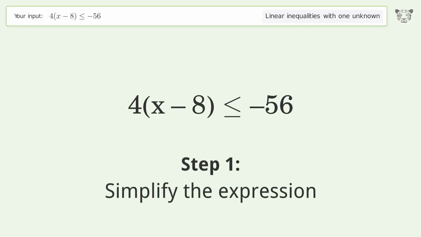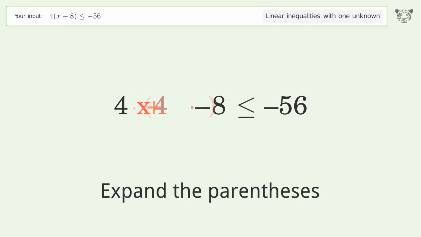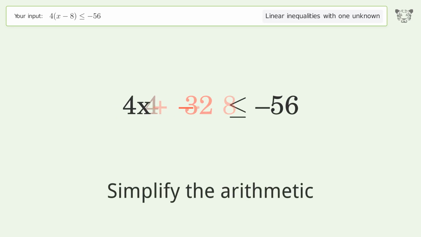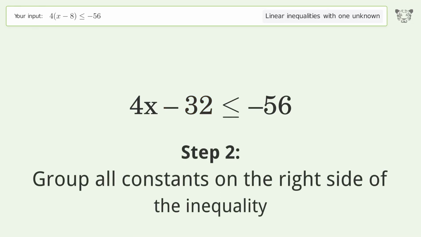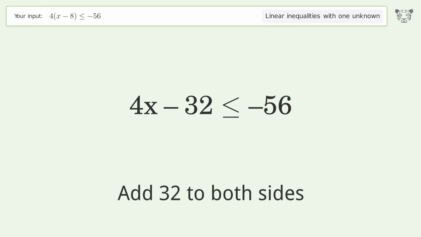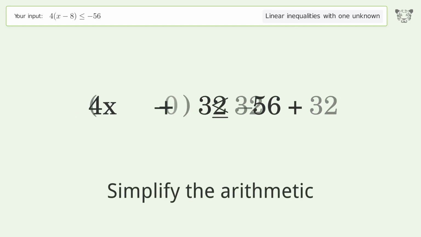Simplify the expression. Expand the parentheses. Simplify the arithmetic. Group all constants on the right side of the inequality. Add 32 to both sides. Simplify the arithmetic.